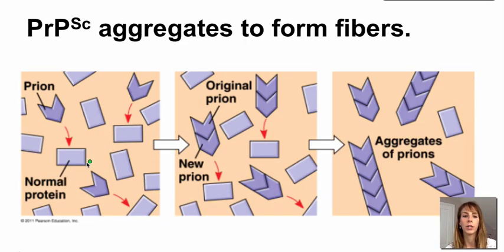And so that's what you see here. You see a mix of normal protein and prions. And the prions, if they happen to come into contact with the normal protein, they influence the folding in such a way that the normal protein takes on the prion conformation. And you also notice that the prions are aggregating and forming these fibers, or sometimes they're referred to as plaques.